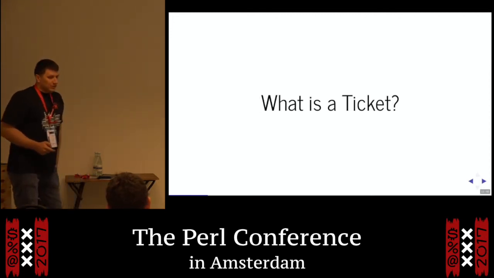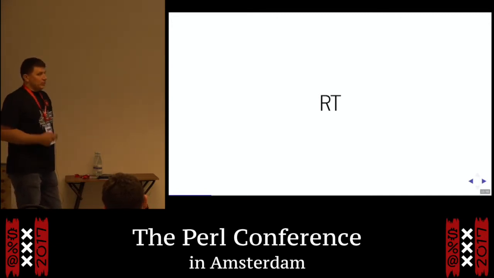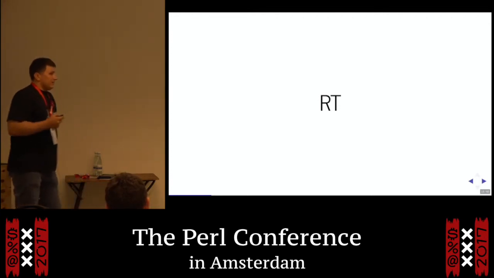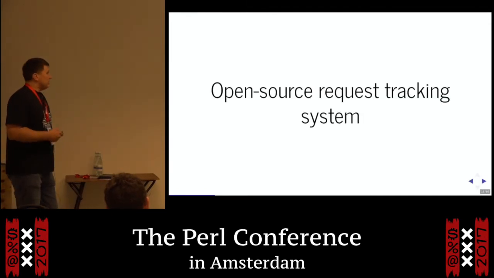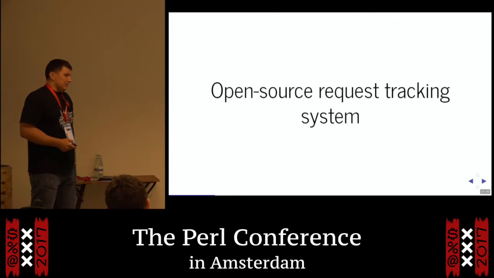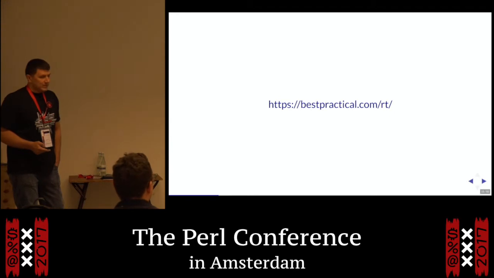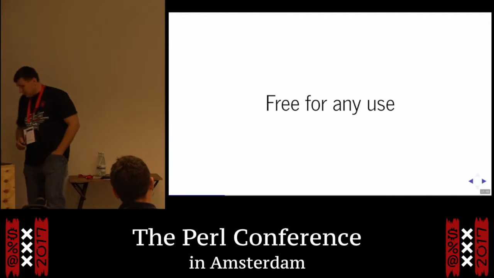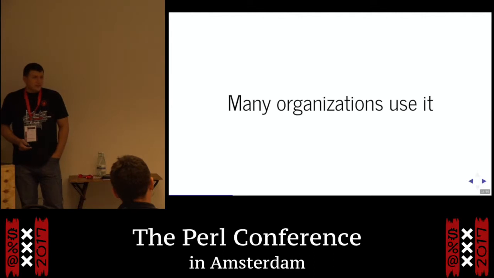First of all, we need to check what is the ticket they are creating after all. This is an RT ticket. So what I'm talking about is a real situation. The specialists use RT, or Request Tracker, which is an open source request tracking software, to handle support tickets. You can read about it at the Best Practical website. Best Practical is also a company which developed and supports it. RT is free for any use. It's written in Perl, and many organizations use it.